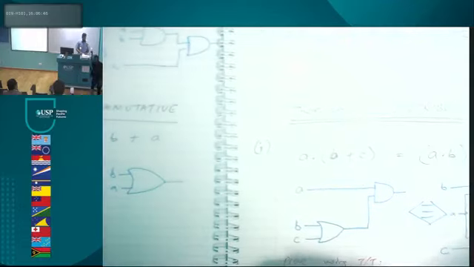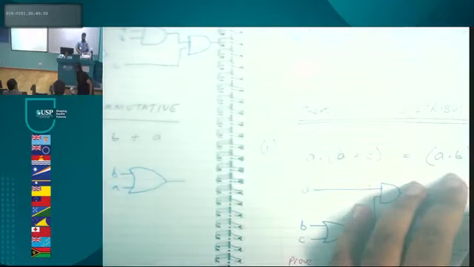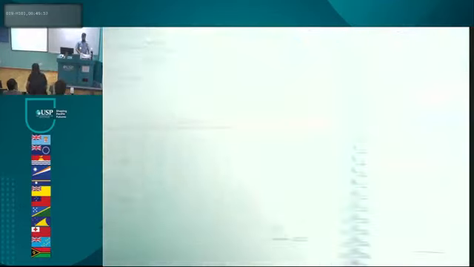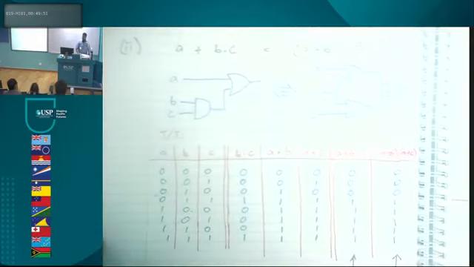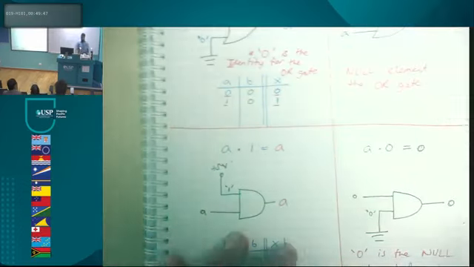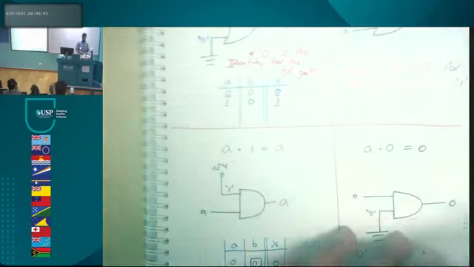Commutative. Theorem number 3 is distributive. That's the one which gets tricky, because if you look at the OR version of distributive, it's totally different. Then we had theorem 4, which is identity and null element. Let's now look at theorem 5.